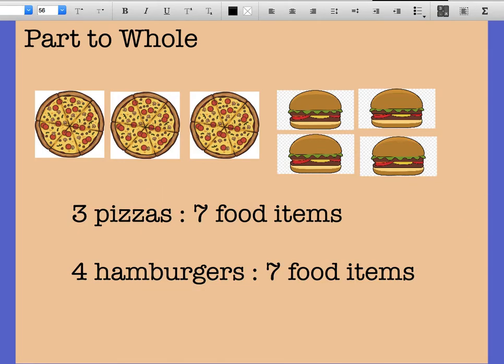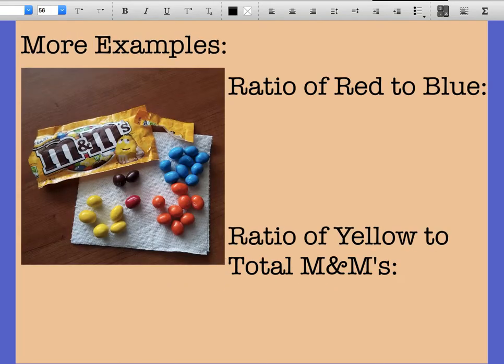So with a whole, there's a total. And that makes it more like a fraction that we're used to. But again, it doesn't have to be out of the same thing like a fraction normally is. These are ratios. They're comparing quantitatively two things.